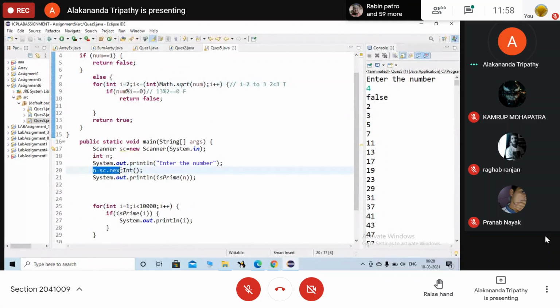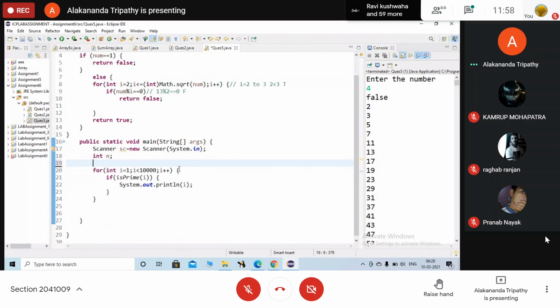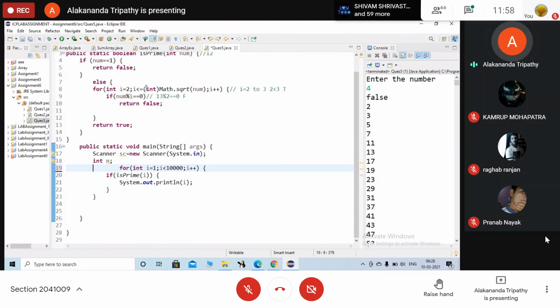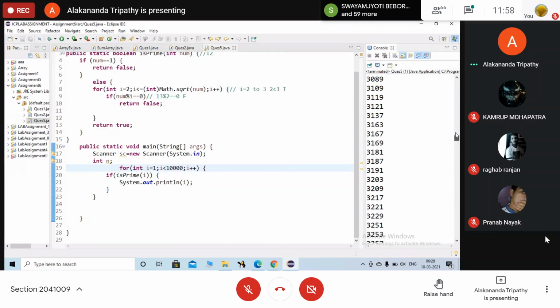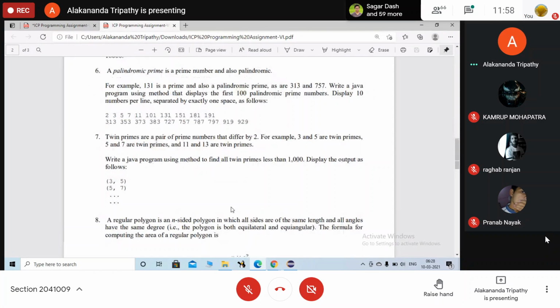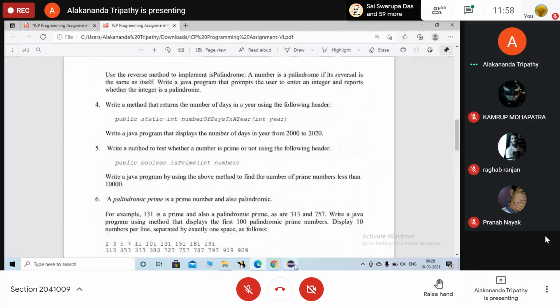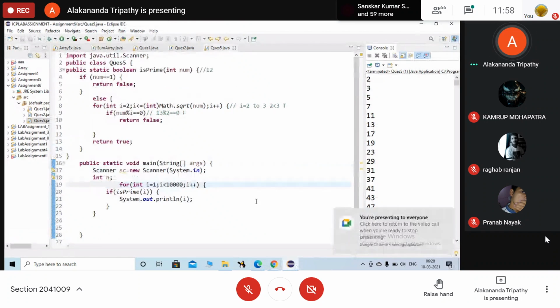Okay. Do the modification here. Okay, here it should be i less than equals to 2. Prime number. Question number 5. Are you clear, all of you? Question 5.